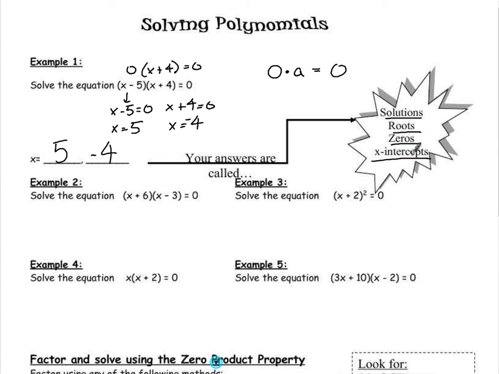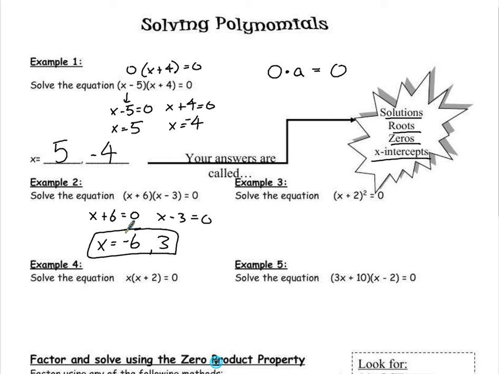So if we follow that same logic here for our other examples, if I take x plus 6 set equal to 0 and x minus 3 equal to 0, both x equaling negative 6 and positive 3 would represent solutions to my equation.